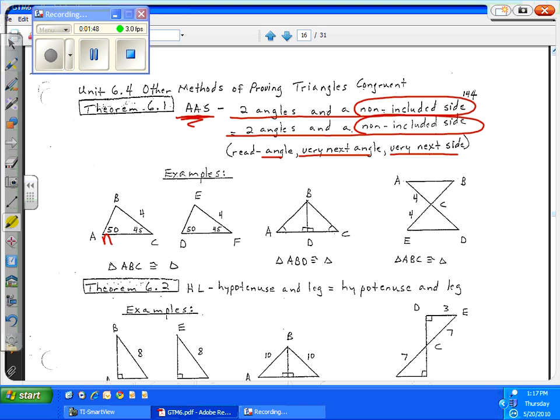So if we look at this, we've got this angle is equal to this angle. The very next angle after that one is equal to the very next angle after that one. And the very next side after that is equal to the very next side after that. And so we have angle, angle, side in that order, equal angle, angle, side in that order. Notice that the side was not the one included in between the two angles. Had that congruent side been between there, it would have been angle, side, angle. So everybody understand the difference in angle, angle, side, and angle, side, angle? Okay?